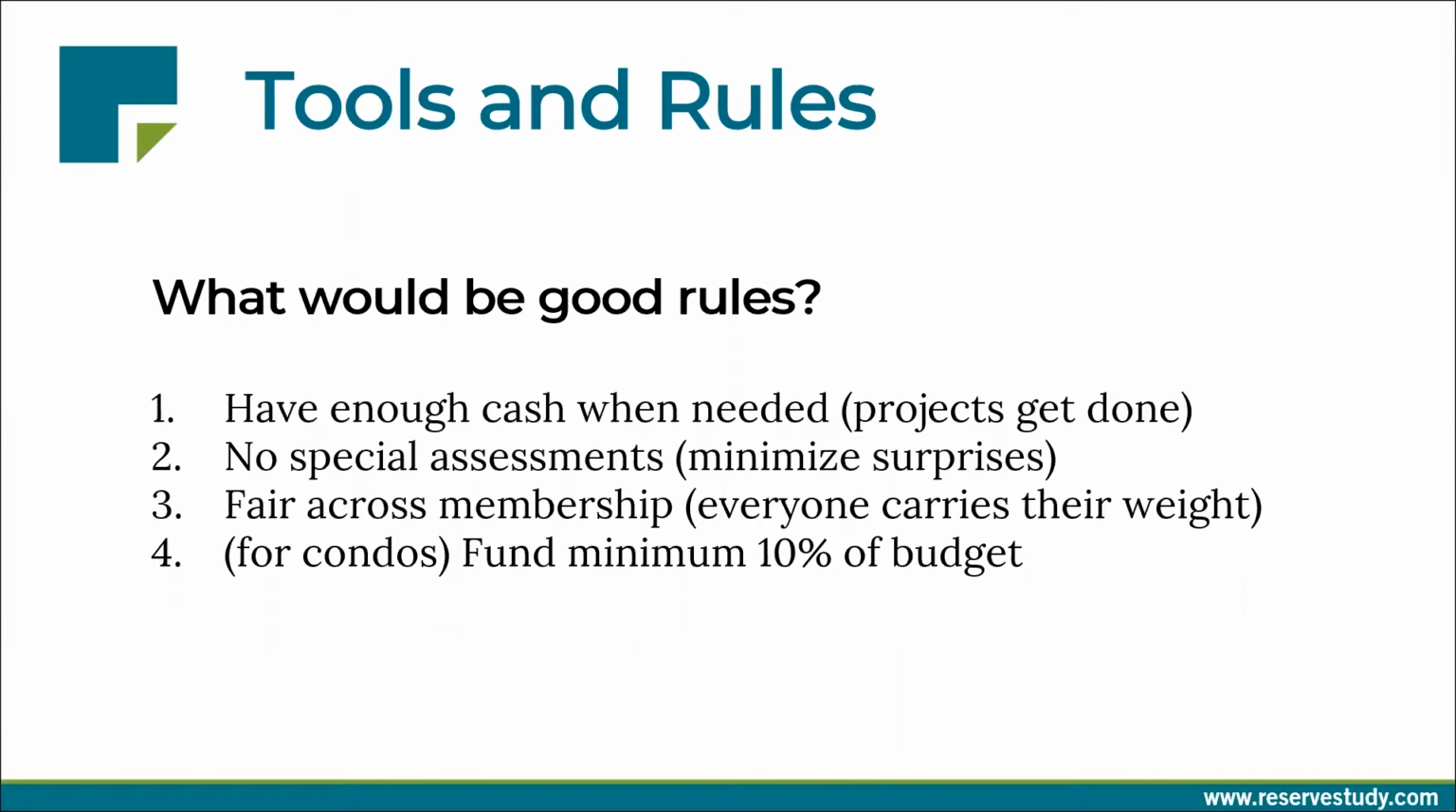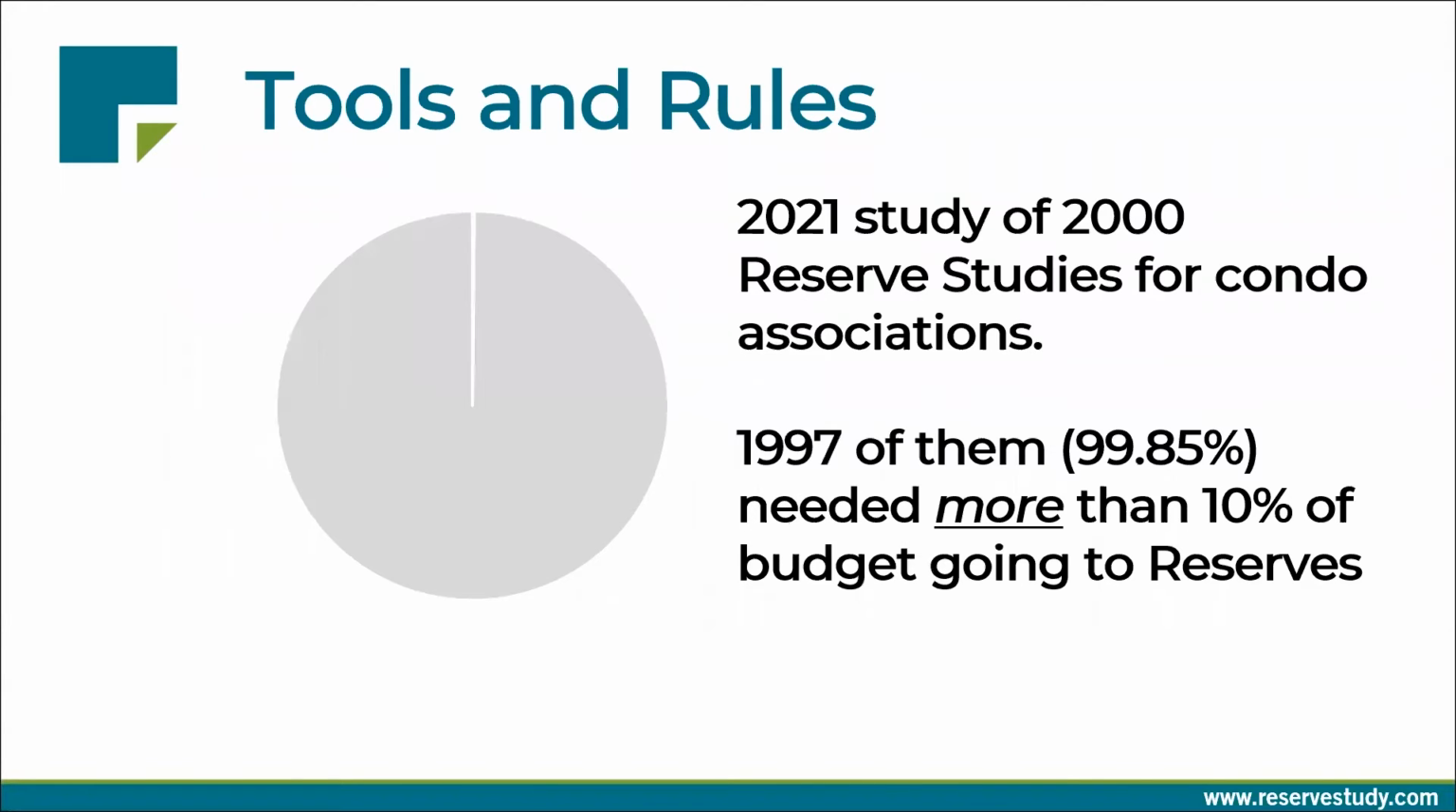That's going to help your sales prices. And you may be scratching your head about that, but let me show you this chart. In 2021, we did a study of 2,000 reserve sites that we've done just for condo associations. And all but 3 of them, 1,997 of them, which is 99.85%, needed more than 10% of budget going to reserves. And you see this gray circle here, and you wonder, Robert, why are you showing us a gray circle? Well, that's a pie chart.